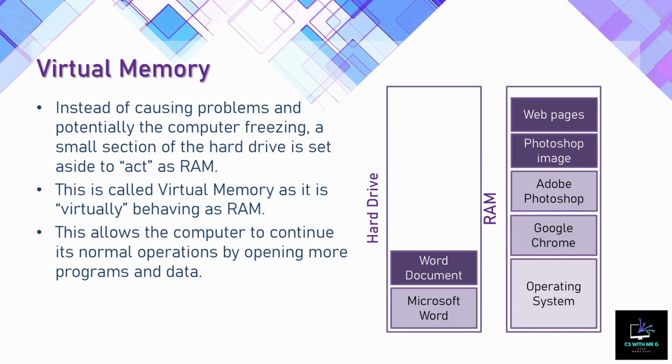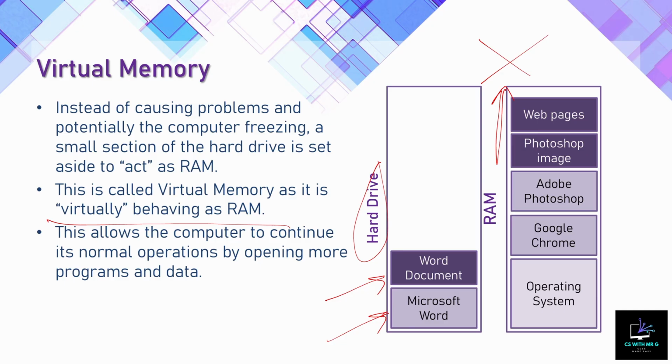That way, when we open more documents, as we can see, we've opened Microsoft Word here and a Word document within the program. It's now being stored in the hard drive, however, it's virtually behaving as RAM. So the computer thinks that it has more RAM, and what this allows is the computer to continue functioning as normal. The last thing we want, when the RAM gets full here, is that the computer crashes and comes to a halt. That's the last thing that we want. In that scenario, we're going to lose data and generally just become frustrated.